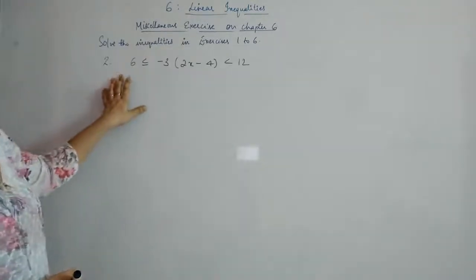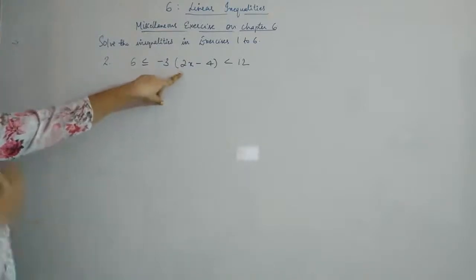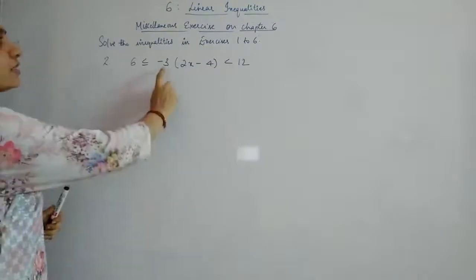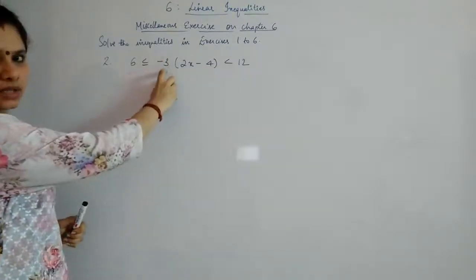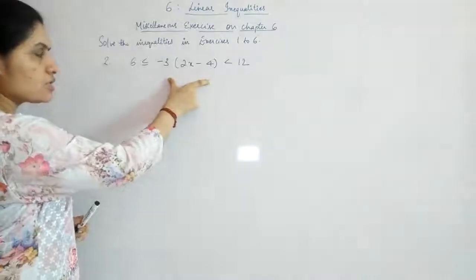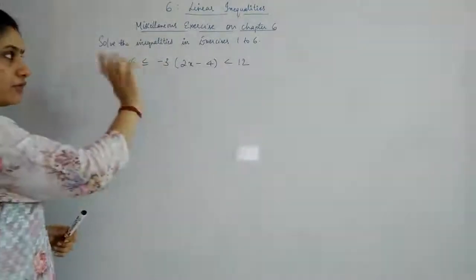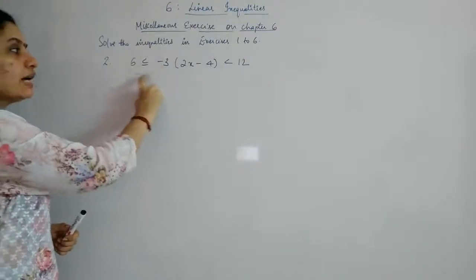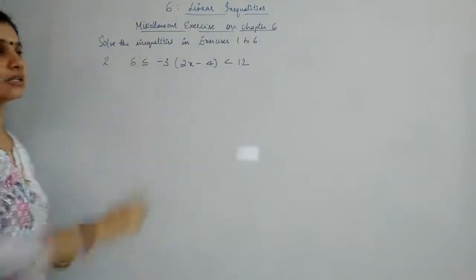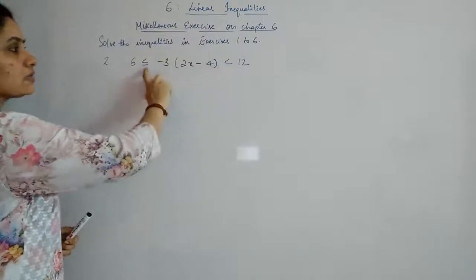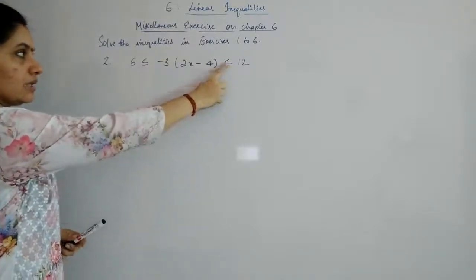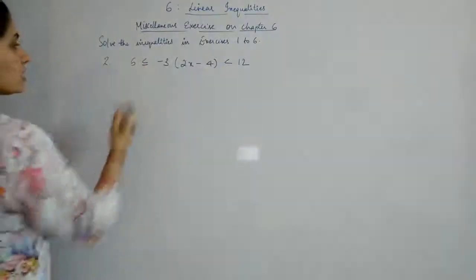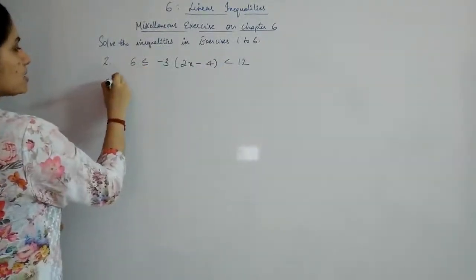Question number 2 is 6 less than equal to minus 3 into 2x minus 4 less than 12. So here first of all we have to remove this negative 3 from this part. So dividing throughout by negative 3 will be our first step. And again you know that since it is a negative quantity, dividing or multiplying with a negative quantity will reverse the order. That means reverse the direction of the inequality. So less than or equal to will become greater than equal to, less than will become greater than. So we are just dividing throughout by negative 3.